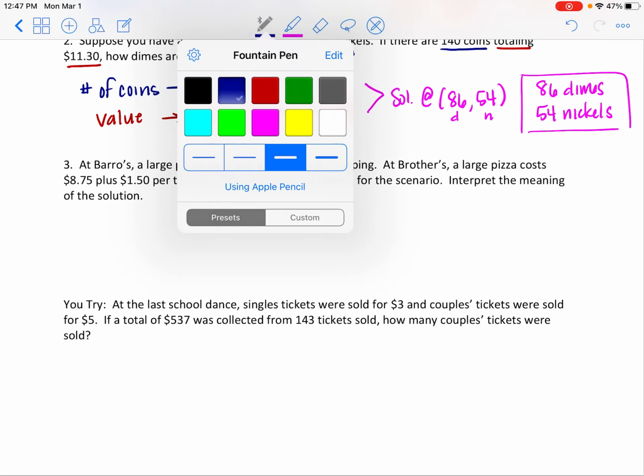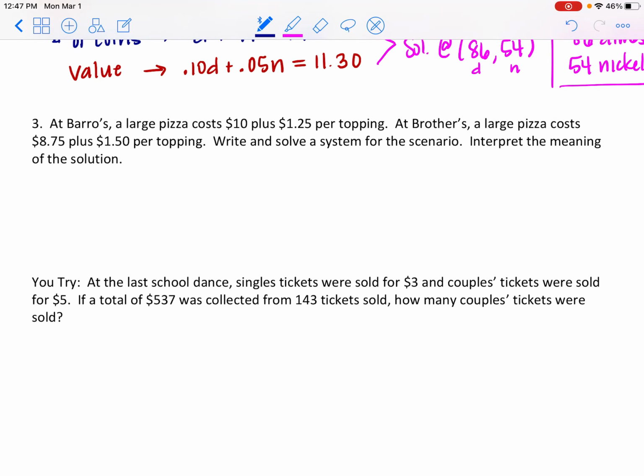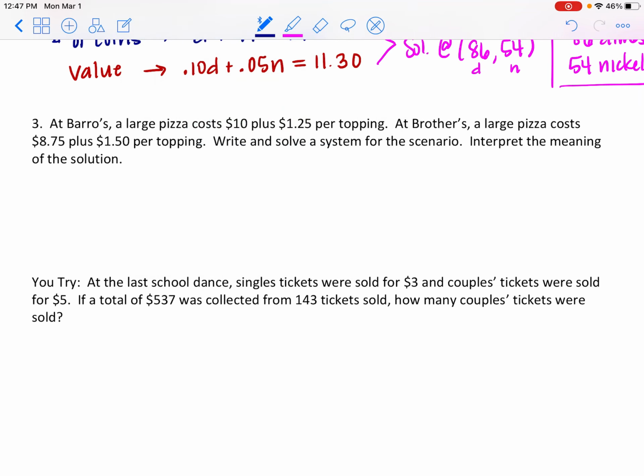So here, our two variables are kind of interesting. It says at Barrows, a large pizza costs $10 plus $1.25 per topping, right? The two variables here are what is the total cost going to be for your large pizza, and that's based on how many toppings you put on that pizza. And this linear system is going to look familiar. It's going to connect back to what we were doing in Module 3.